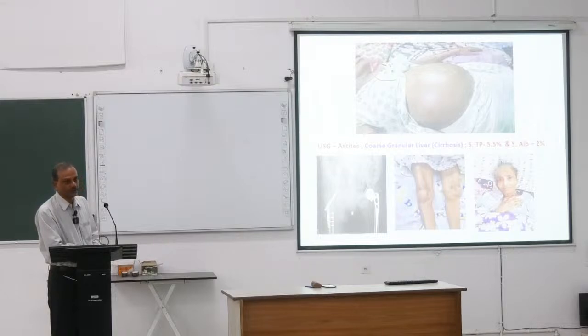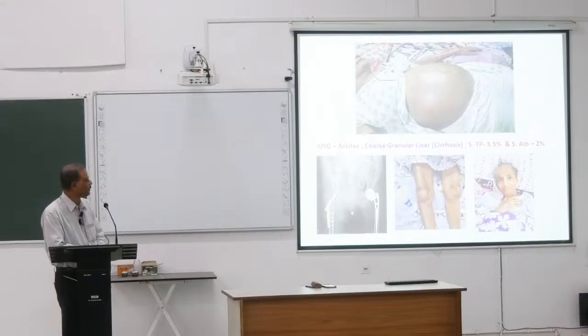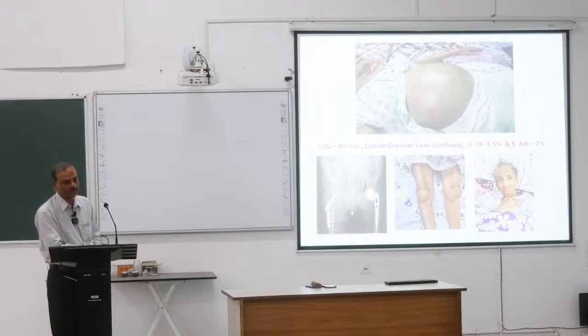And I got her admitted in the hospital, and the blood was drawn, and total protein was 5.5, and serum albumin was 2%. There was a huge amount of argument with our clinicians. They wanted to diagnose provisionally a case of tuberculosis, which I denied, because the coarse appearance of granular liver is quite diagnostic of cirrhosis of liver.